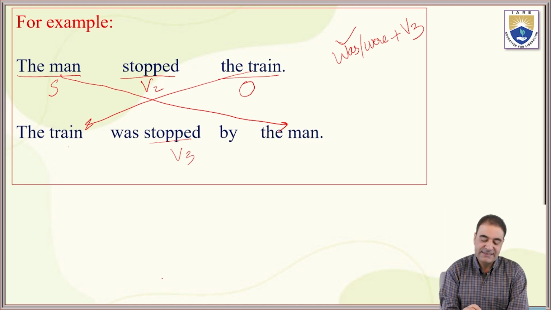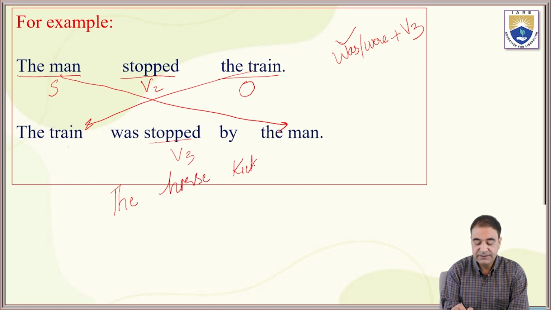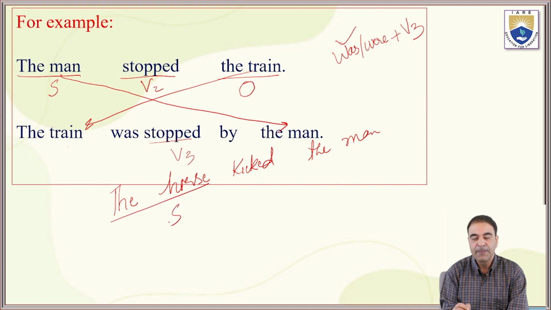Or we will take another example. For example, the horse kicked the man. Look at this sentence. The horse, this is the subject, doer of an action. And what's the action? Kicked, this is verb in second form. Here it's in active voice because in this sentence, the subject is the doer of an action, that is, the horse is the doer of an action. The man is an object. Object means a receiver of an action.